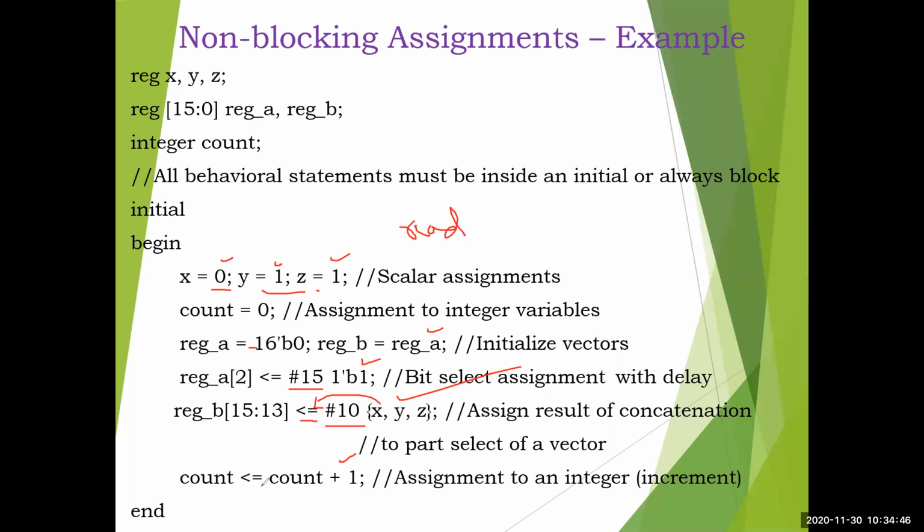Now count equal to count plus 1 will not wait for register b. Since it is at time 0 only, all of these execute at 0, whereas this one has a 15 delay, so it will execute at 15 time units. This one will not wait for that statement; it will execute at 10 time units and finish its process. All are executing in parallel just because of the less than or equal to.